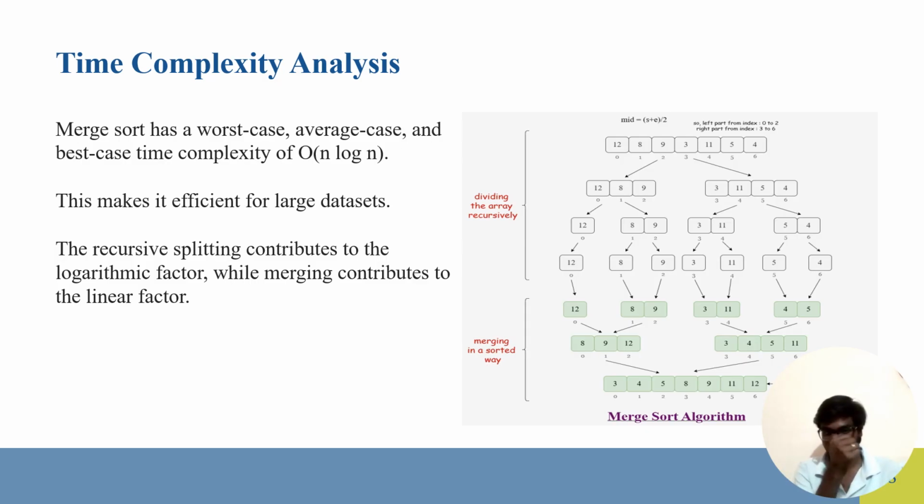Here we can see the time complexity. The worst case time complexity of the merge sort is big O of n log n, and also the best case time complexity is also big O of n log n, and the average case time complexity is also the same, which is big O of n log n here, which is a better time complexity for any sorting, for the sorting of any list.